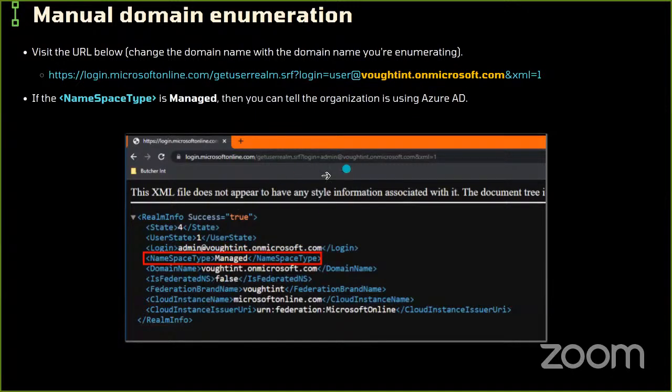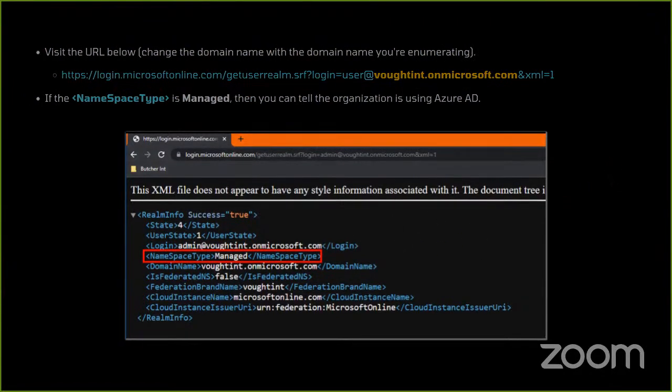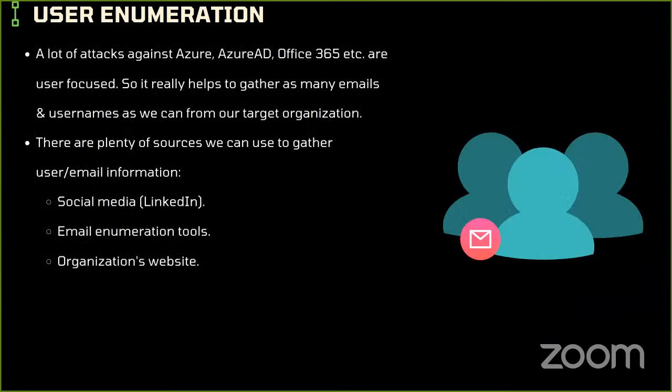And it will give you an XML file output. Then all you have to do is check this part, the namespace type. If it says managed, that's how you can confirm a domain is actually using Microsoft services. Sometimes it's something like federated, but if you get federated or managed, you can assume they're using some sort of Microsoft services. All right, so that's enough about the infrastructure.